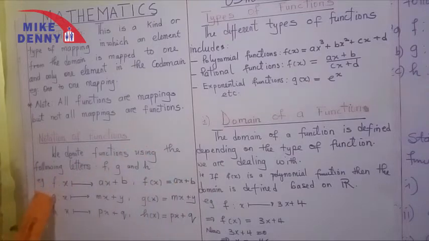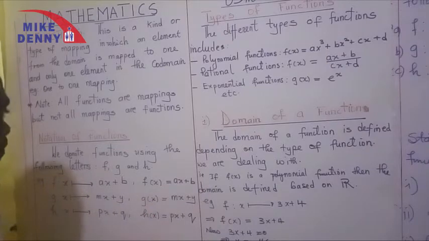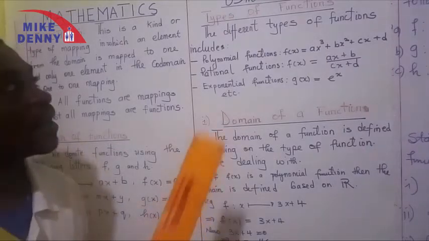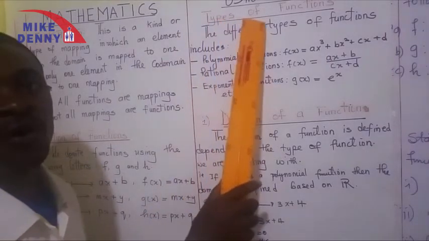The second one is g, such that x is mapped to mx + y. Indirectly, we are saying that g(x) = mx + y. And the last one is h, such that x is mapped to px + q. In essence, we are saying that h(x) = px + q. Full stop. We've seen how to denote functions. Now let us look at the types of functions.